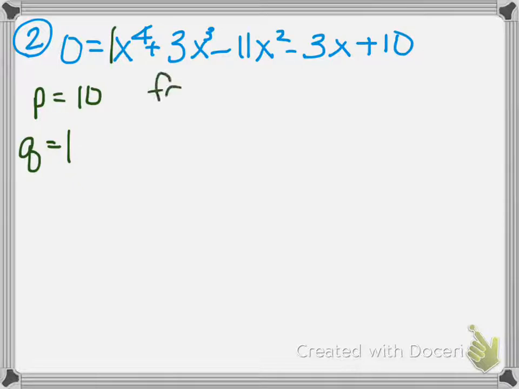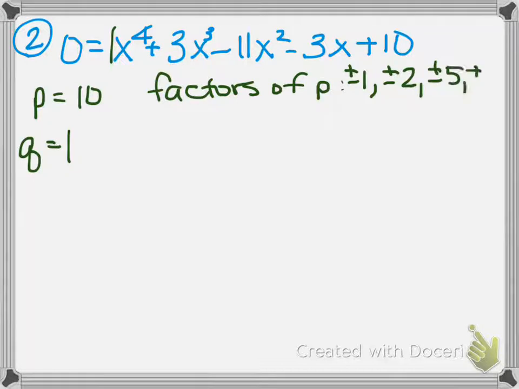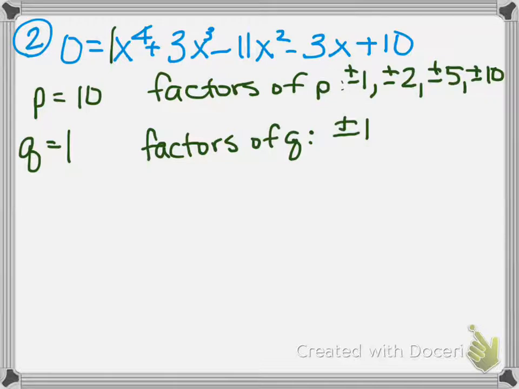So factors of p, we have positive or negative 1, positive or negative 2, positive or negative 5, and positive or negative 10. And factors of q, why I like 1, just positive or negative 1. So, possible rational roots.